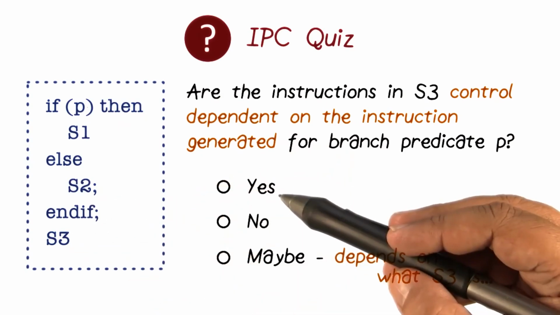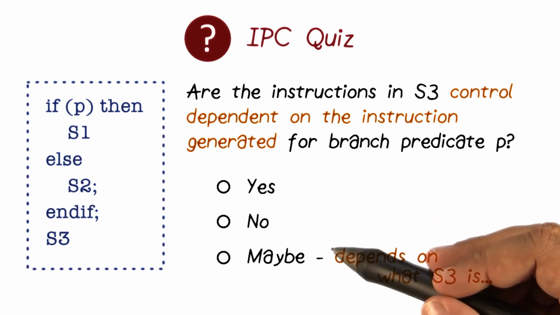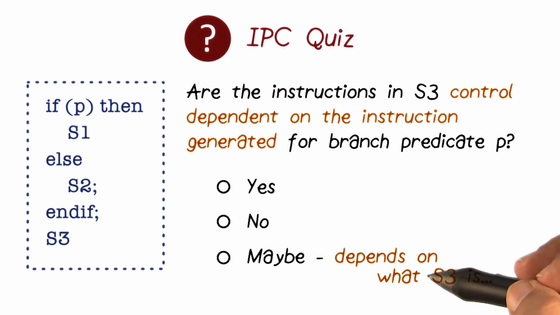We have three choices here. Yes, it is control dependent. No, it is not control dependent. And maybe, it really depends on what S3 is, the content of S3. If S3 has something in it, maybe it is control dependent. If S3 has something else in it, maybe it is not control dependent.